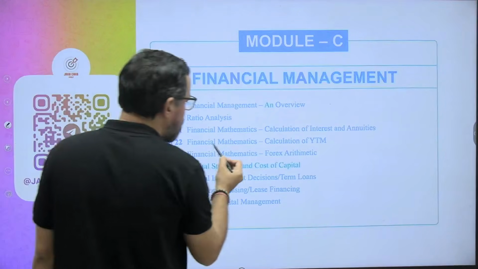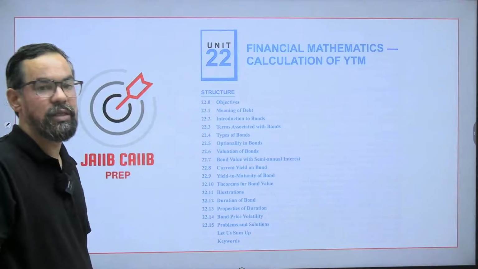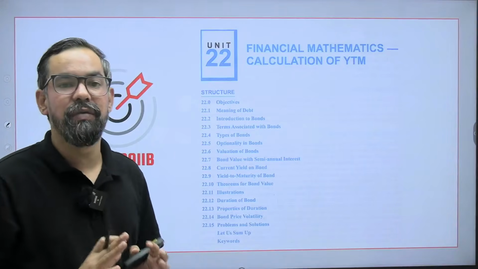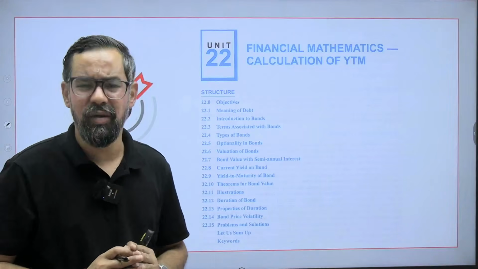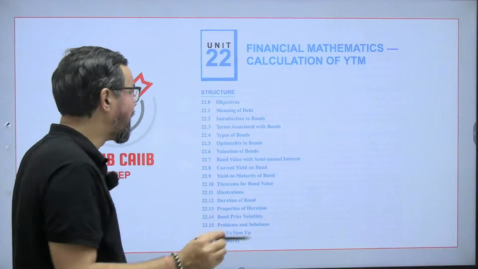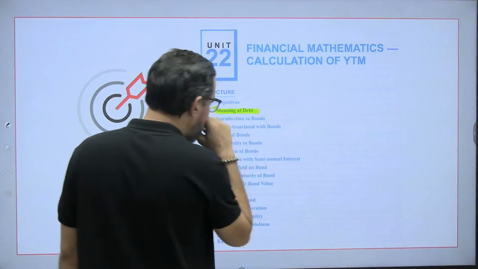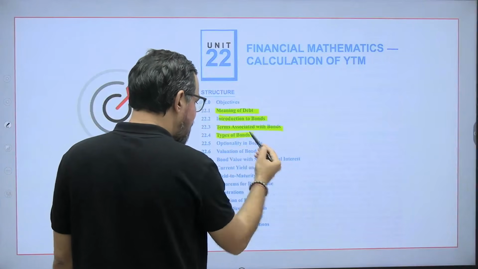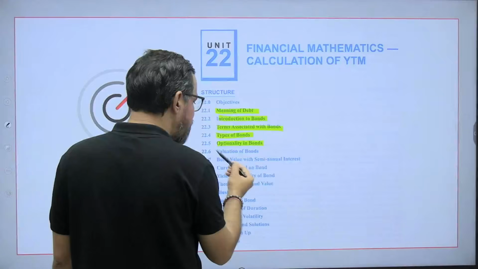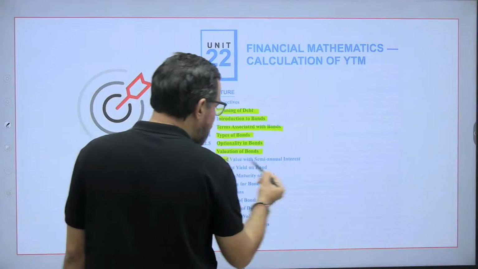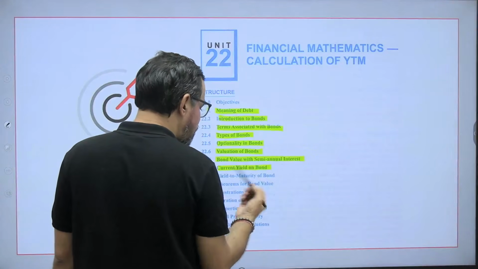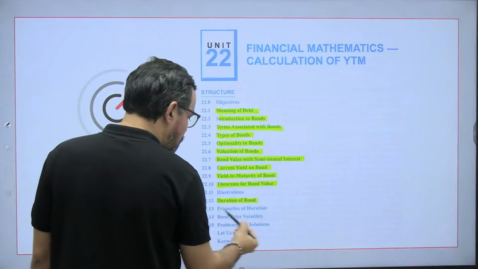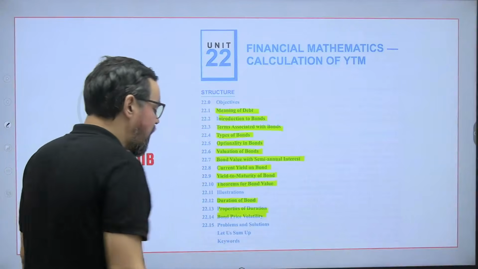When it comes to calculation of YTM, YTM means yield to maturity. So it is all about bond valuations, where we have bond value calculation as well as YTM, and current yield. So, meaning of debt, introduction to bonds, then we have terms associated with bonds, types of bonds, optionality in bonds, valuation of bonds. Then bond value with semi-annual interest rate, current yield on bonds, yield to maturity, theorems of bonds, duration, properties of duration. Then we have bond price volatility.